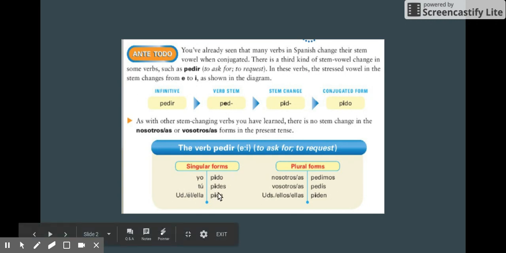So yo pido, tú pides, usted, él, ella pide. And just like the other stem changing verbs, the nosotros form doesn't undergo a stem change. So it would just simply be pedimos, and ustedes, ellos, ellas piden.